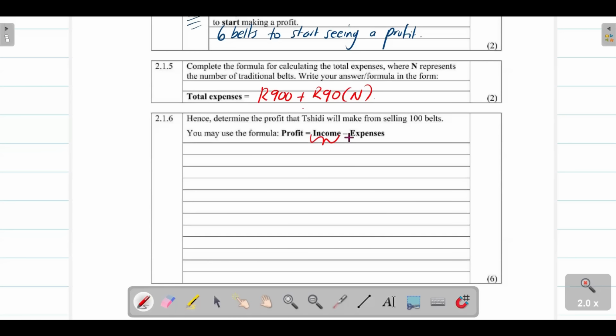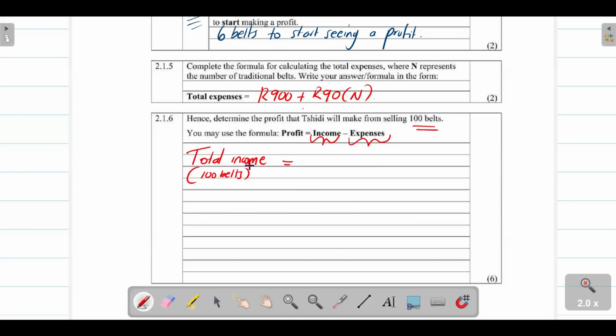And then what are her total expenses for the business if she's selling 100 belts? Okay, so I'm going to start with the total income that she'll get if she sells 100. Remember, we're dealing with 100 belts. We want to determine what is the profit that she will make.